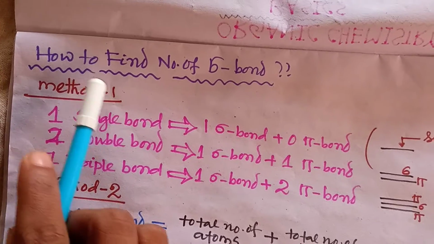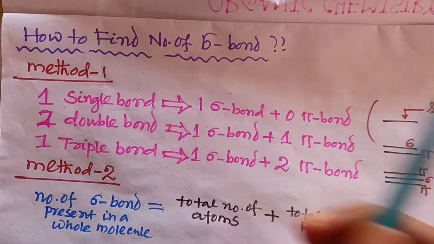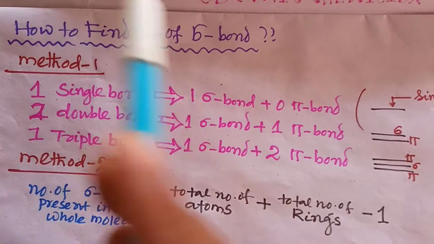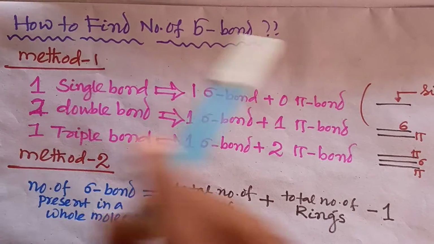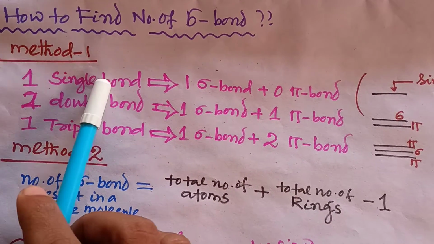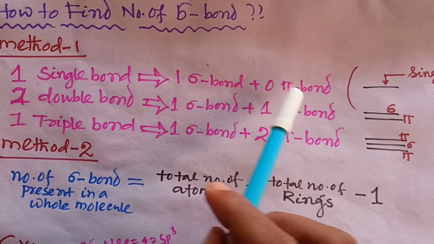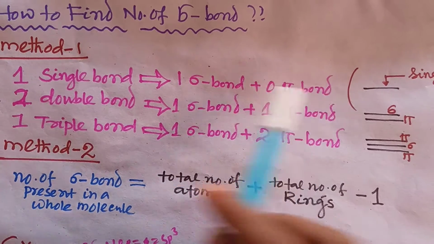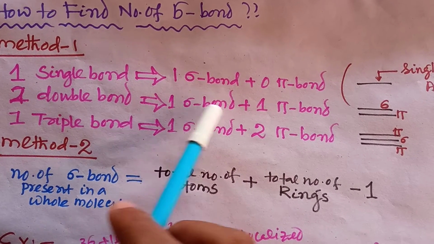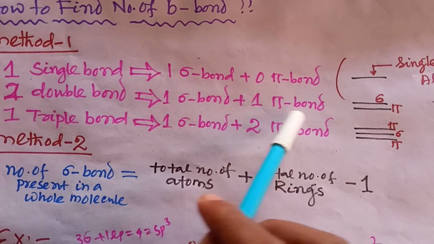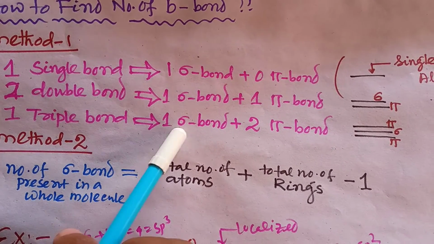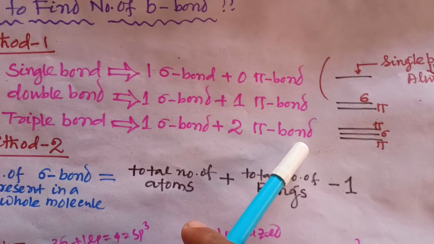Now the question arises: how to find the number of sigma bonds? There are two methods. This is method number 1. One single bond means one sigma bond and 0 pi bond. One double bond means one sigma bond and 1 pi bond. One triple bond means one sigma bond and 2 pi bonds.